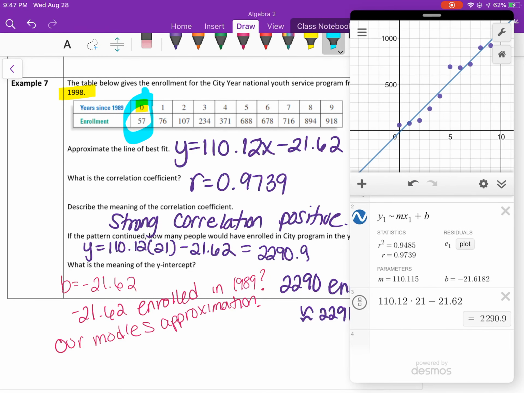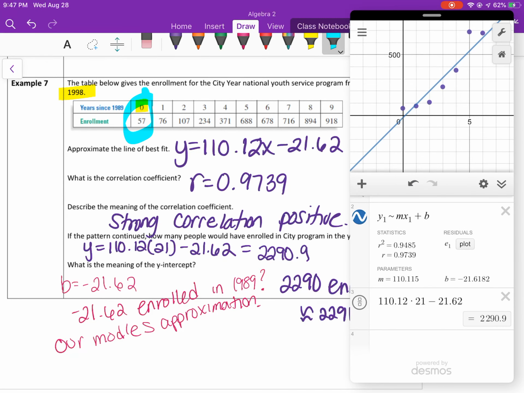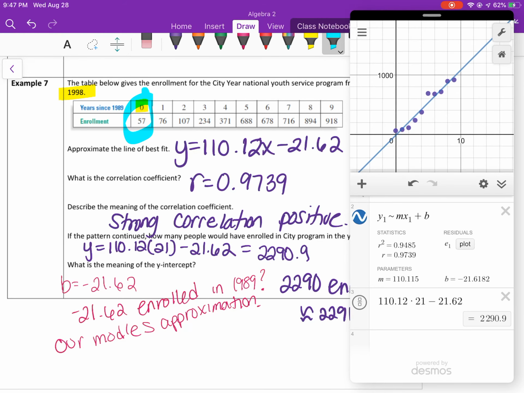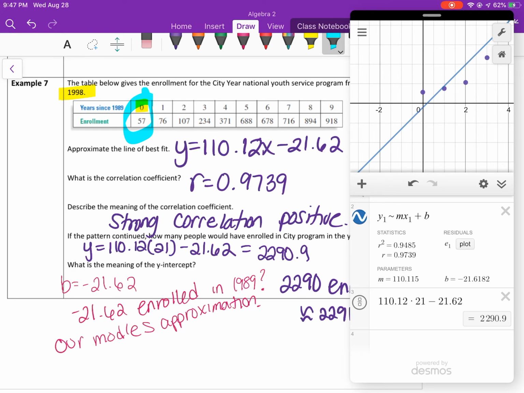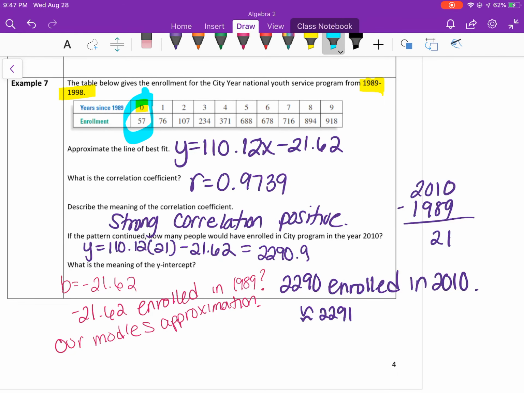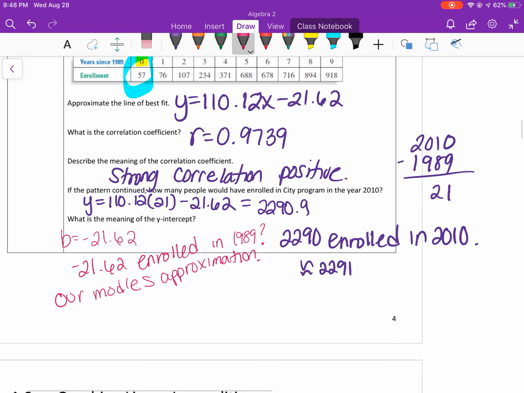But because our line here, if we zoom in at that section, our line is approximating this relationship. So our data is crossing up here at 57, but the model is crossing below. So sometimes if we want a true y-intercept, we have to go with our table instead of our model.